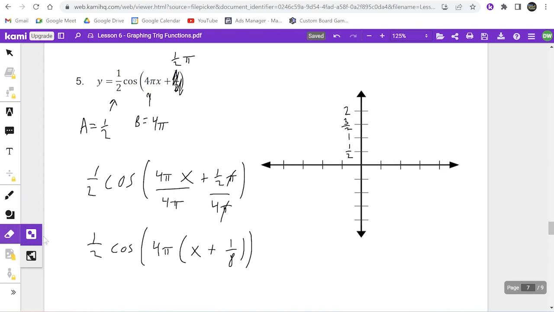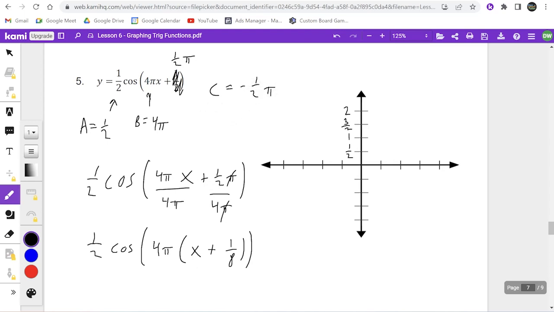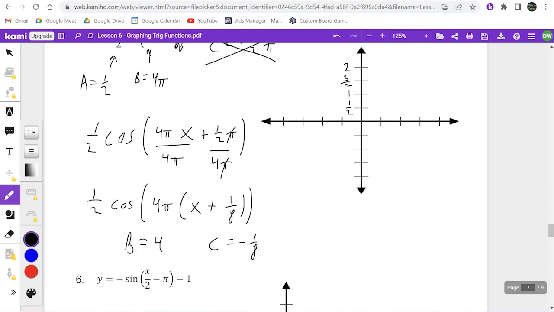Anyways, the point I want to make is that notice the difference between what I had originally. Originally it looked like C was going to be negative 1/2 pi, but that was wrong. The correct answer is C equals negative 1/8, and B is still 4 pi. B did not change, C changed. That's why it's important to factor out whenever you're missing that second set of parentheses. You'll notice number 6 is going to have the same problem, basically.